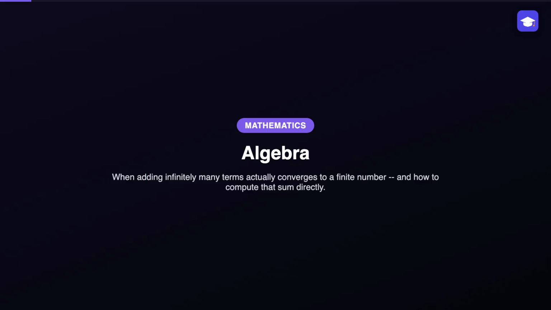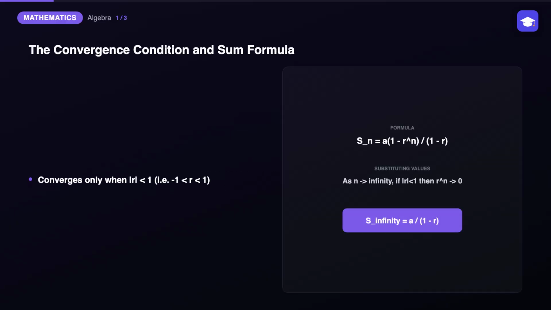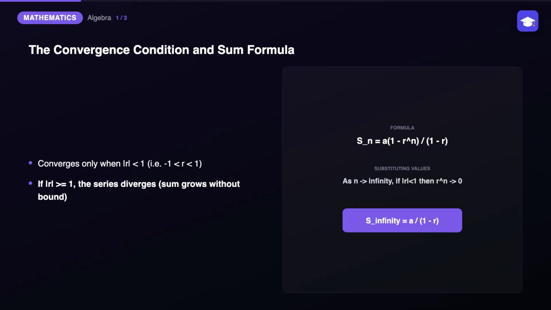Today's topic is the infinite geometric series and exactly when adding up infinitely many terms actually gives a genuine, finite answer. Let's begin. A geometric series, a plus a r plus a r squared plus a r cubed, and so on forever, only converges to a genuine finite sum when the absolute value of the common ratio r is strictly less than 1. If the magnitude of r is 1 or greater, the terms simply don't shrink toward 0, and the sum genuinely grows without bound, diverging instead.